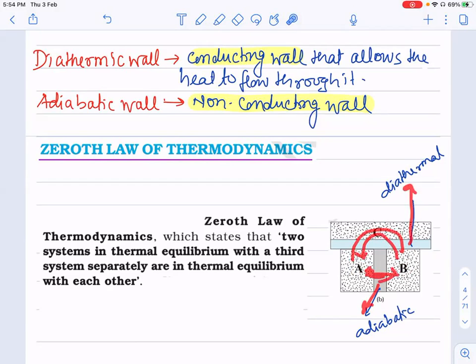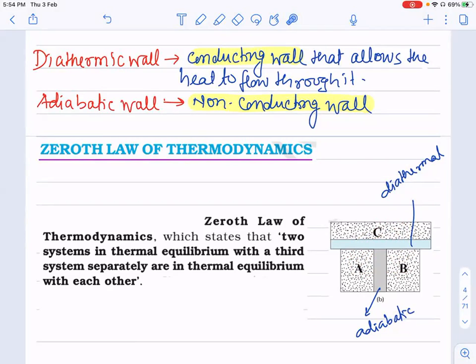It cannot come directly. So now suppose gas A and gas B, system A and system B, are in thermal equilibrium with the third system C, then they will also be in thermal equilibrium with each other. If this temperature is the same as this, they will have equal temperature with them also, thermal equilibrium with them also. That's what the zeroth law is.